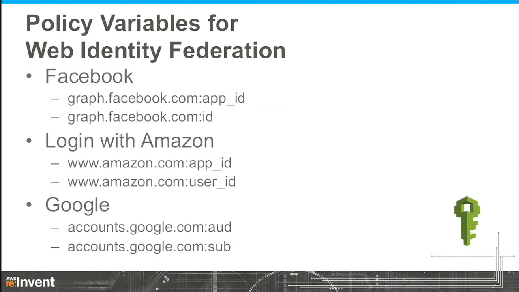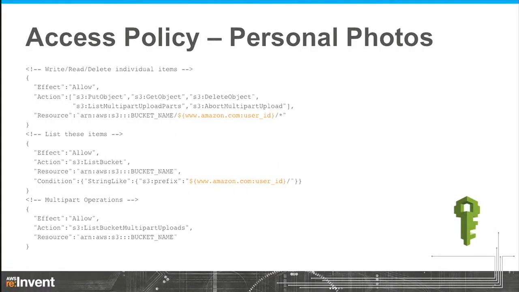And the answer to that is policy variables. For Web Identity Federation, there are basically 2 classes of policy variable. One which will identify the application ID, and one that will identify the user inside of the application. So for login with Amazon, we have this www.amazon.com:user-ID, and that will be the user identifier for our user who logs in with login with Amazon. So now that we have these policy variables, we can substitute my name with that variable, and now any user who logs in will only have access to the resources in their prefix.